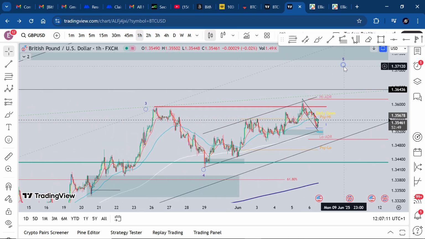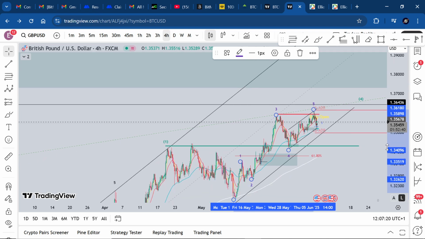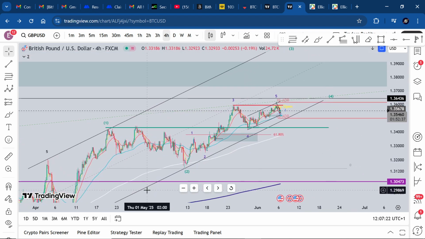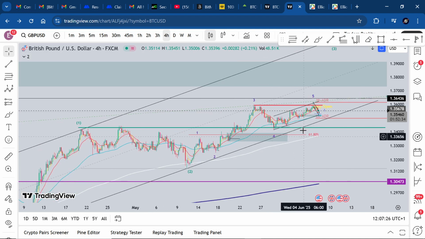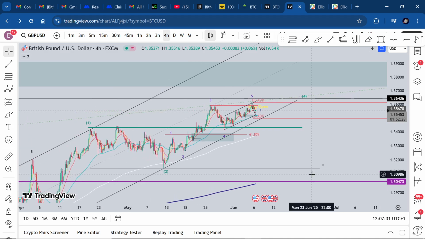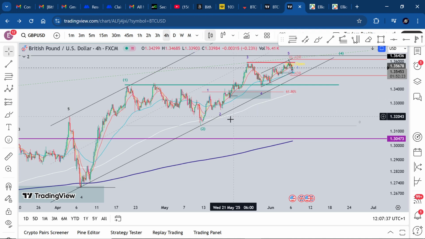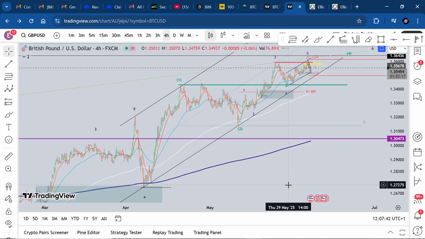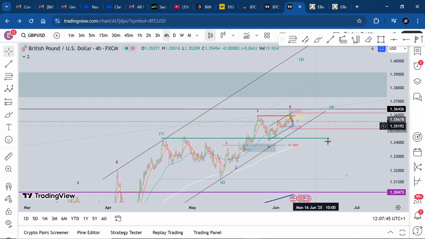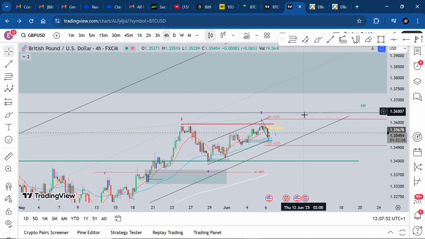Okay, potentially this could be it. I'm not convinced. Okay, we could go 1, 2, 3, 4, 5. Anytime this fourth wave gets broken, this level is broken, we're looking at downside. This gets broken, then yeah, we're seriously going down. But there's so much structure in between that I'd rather stay focused here.